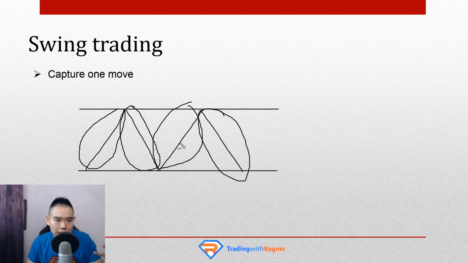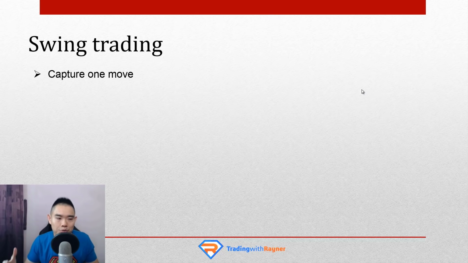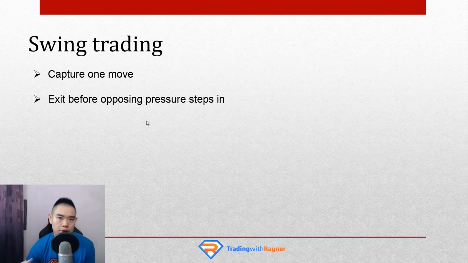Make sense? I know this looks like a mess, but in other words, swing trading refers to capturing one move in the markets. So now the question is, how do you capture one swing? To do it, you want to exit your trade before opposing pressure steps in. So let's say if you're a buyer, then opposing pressure is seller. If you are a seller, then opposing pressure to you is the buyer. Let me just explain, since some of you might be confused.